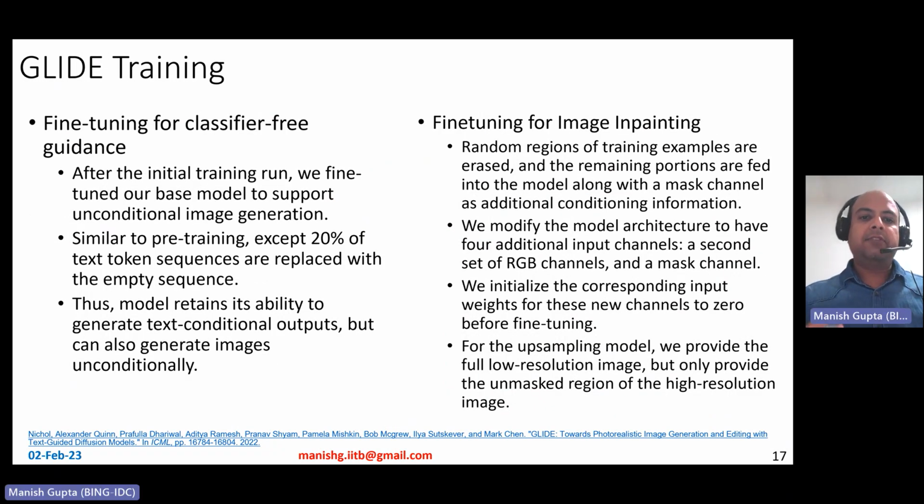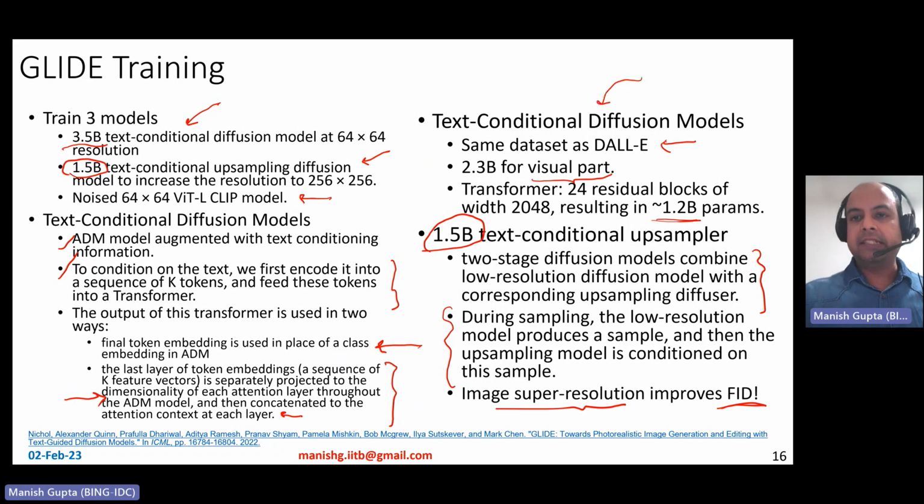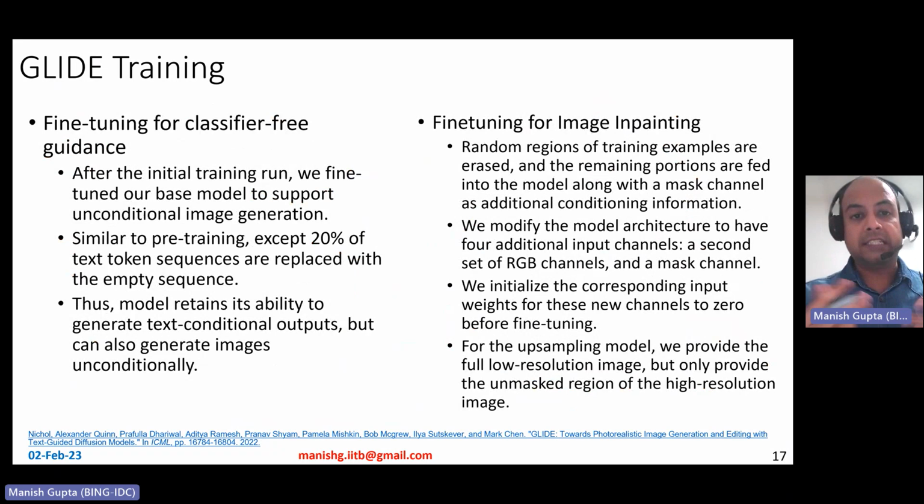Now you have classifier-free guidance that you want to put in, or you want to put in clip guidance. So therefore, you want to fine tune for either. And in fact, they found that classifier-free guidance actually gave them better results. So if you want to use classifier-free guidance, you must fine tune for it. So after doing this training on the text conditional diffusion model, they fine tune it for classifier-free guidance.